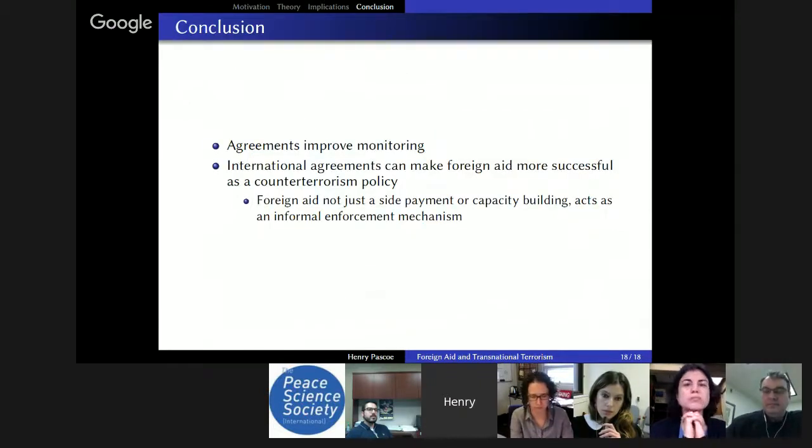And so in conclusion, these agreements help improve the monitoring of recipients of foreign aid. And I think this project really shows how international agreements can make foreign aid more successful as a counterterrorism policy, not just as a side payment or as a capacity building mechanism, but actually as an informal enforcement mechanism that helps promote international counterterrorism cooperation.